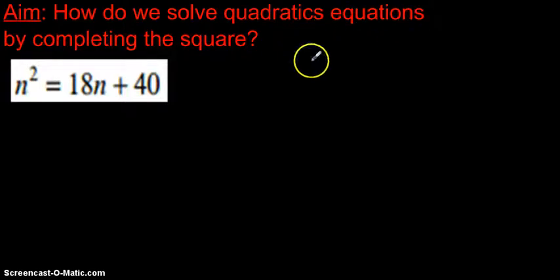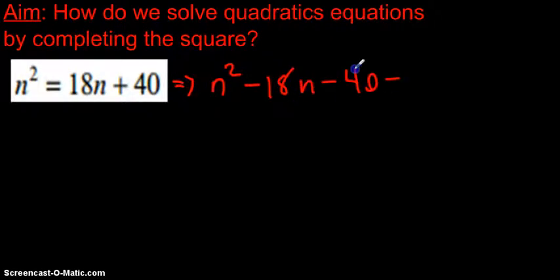Alright, so we're going to look at solving quadratic equations, but we're going to do it by completing the square. So first thing we always do is, it is quadratic, so let's set it equal to 0. So n squared minus 18n minus 40 equals 0. Alright, now this is factorable.